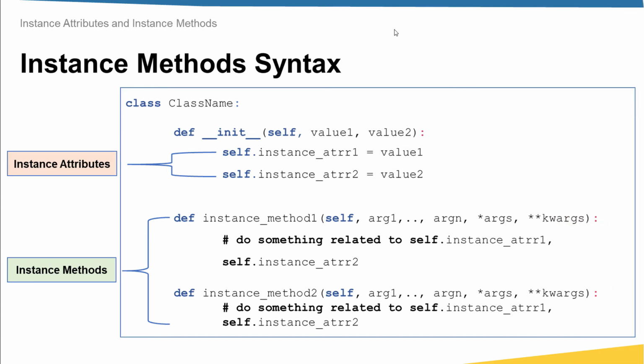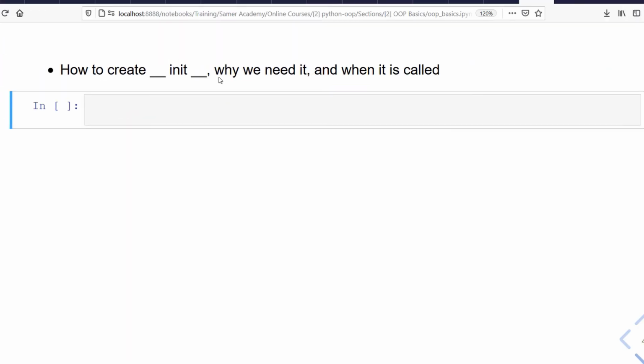Now to make everything clear, let's move to Jupyter Notebook in order to see some examples about these methods and these attributes. In the previous lecture, we defined a class for student, but it was an empty class. Now let's upgrade this class by adding some instance attributes and instance methods.